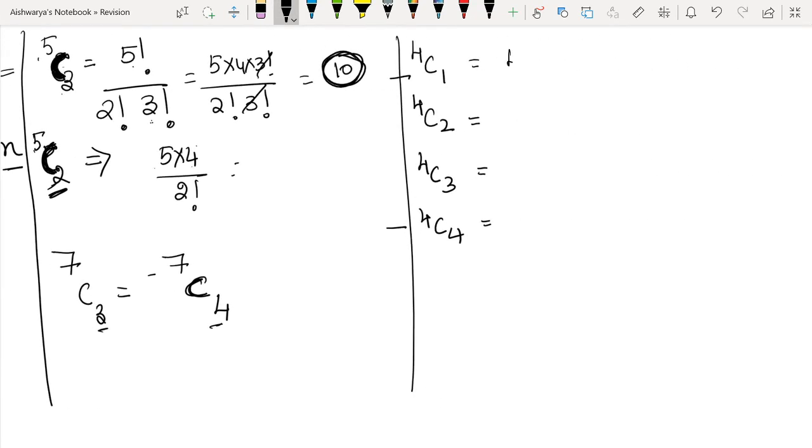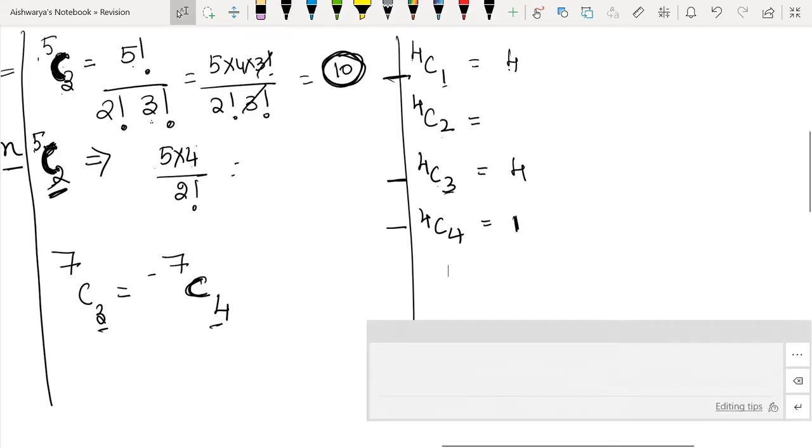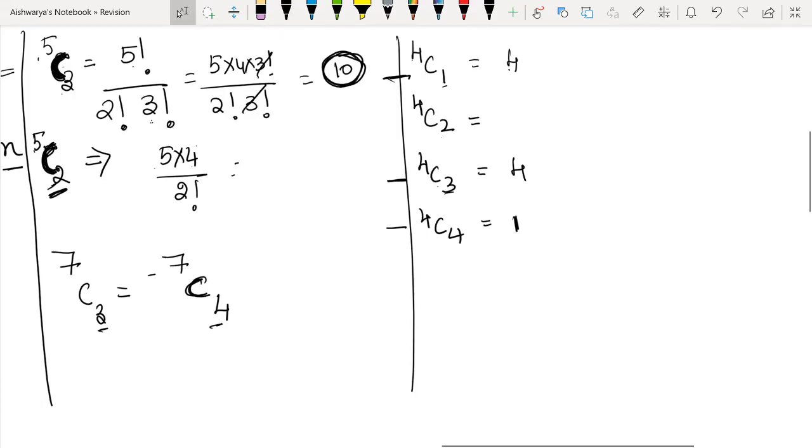4C1 will be 4. 4C4 will be 1. The moment I fill this up, 4C3 is equal to 4C1 because 3 plus 1 is 4. So this value becomes same as this. Now 4C2 becomes easy because of this particular shortcut I taught you. That is 4 into 3. 4 into 3 is 12. 12 by 2 factorial is 6. So answer becomes 6 here. Are you understanding how easy it is to calculate?